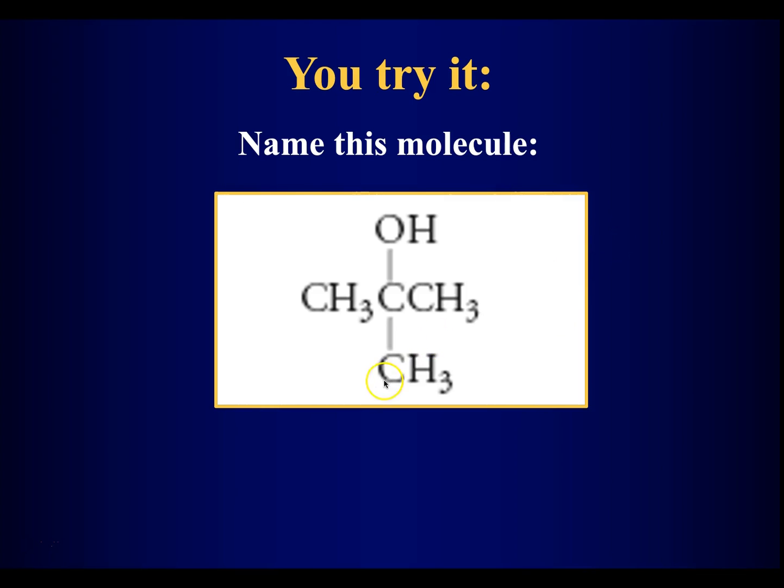Alright, so for this alcohol, I need this number or this carbon to be the lowest. I find the longest chain, so 1, 2, 3. So we know it's going to be a propanol. It's on the second carbon, so it's a 2-propanol. And also on that second carbon, there's a CH3 group. So I have a 2-methyl 2-propanol.